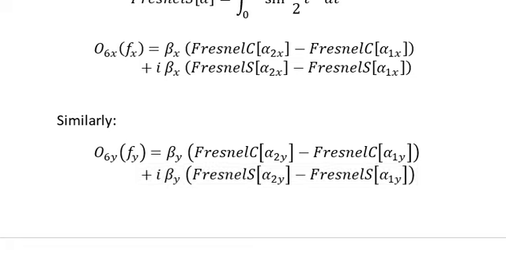So beta x will be replaced by beta y. In the Fresnel C the upper limit was alpha 2x. Now this will be replaced by alpha 2y in all these integrals, and if we had alpha 1x in the previous integral, that will be represented by alpha 1y. So just replace x by y in order to get the expression for O6y.